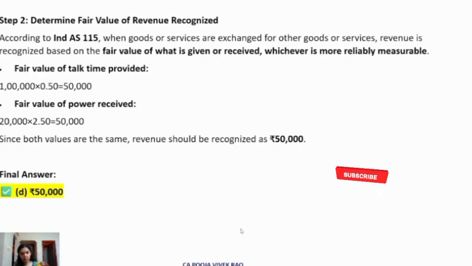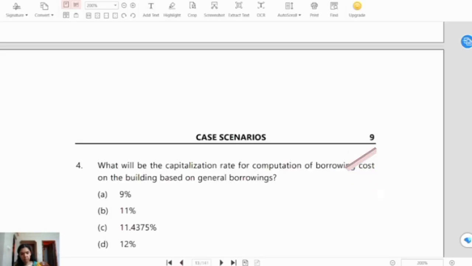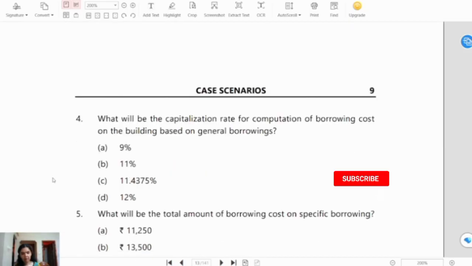Now let's see MCQ number 4. What will be the capitalization rate for computation of borrowing cost on the building based on general borrowings? Option A 9%, option B 11%, option C 11.4375%, or option D 12%.